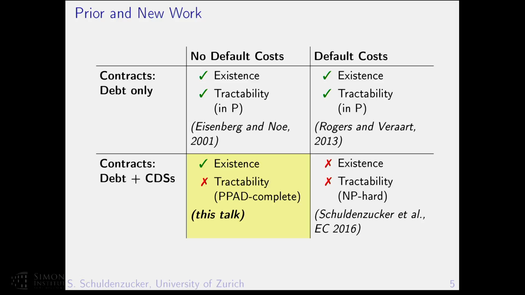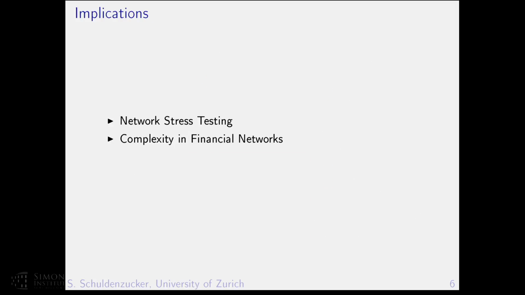So let's think for a moment about the implications of these results. I see two main implications. The first, rather practical one, is for network stress testing. Intractability of the clearing point in this case implies that networks with CDSs cannot efficiently be stress tested. And of course that's a huge problem for the regulator, because if they want to take all the effects into account, they cannot see which banks are the risky ones and which are the stable ones.